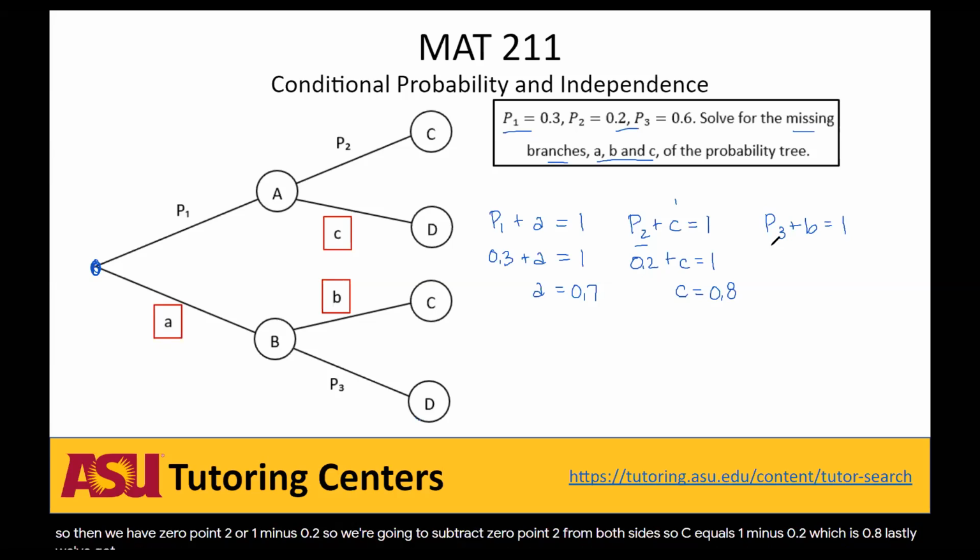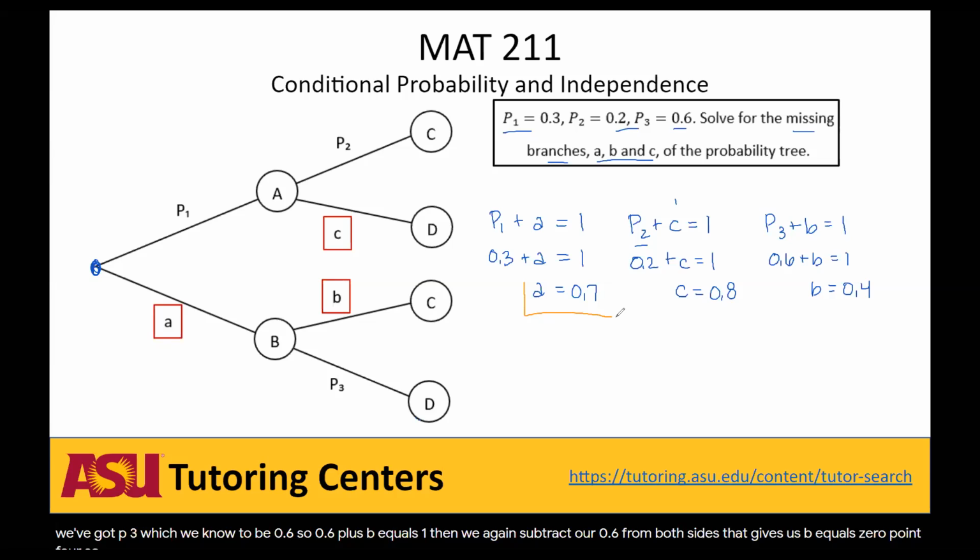Lastly, we've got P3, which we know to be 0.6. So 0.6 plus B equals 1. Then we again subtract 0.6 from both sides. That gives us B equals 0.4. So these are our three missing branches of our probability tree.